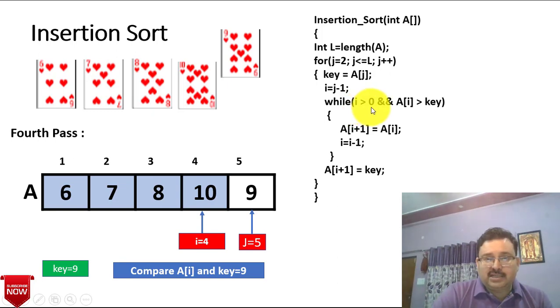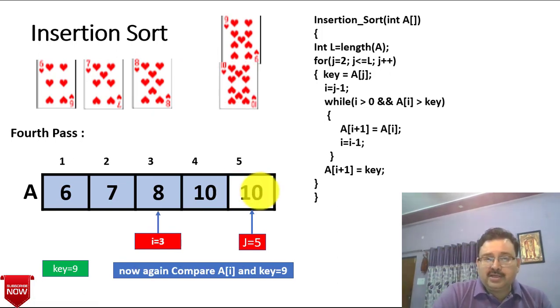I, that is 4, is greater than 0. Yes. And a4, that is 10, is greater than key. Yes. Now shift this 10 from location 4 to the 5th location. Clear? So we have overwritten the value here. Now I is reduced by 1. Now I is 3. So I, 3, is greater than 0. Condition is true. And is A3 greater than key? A3 is 8. Is it greater than 9? No. Condition fails. Come outside. A4, 3 plus 1, A4. Now write the value of key, 9, on this location.